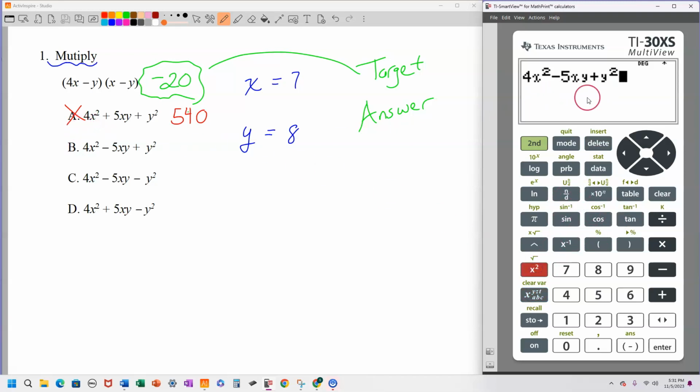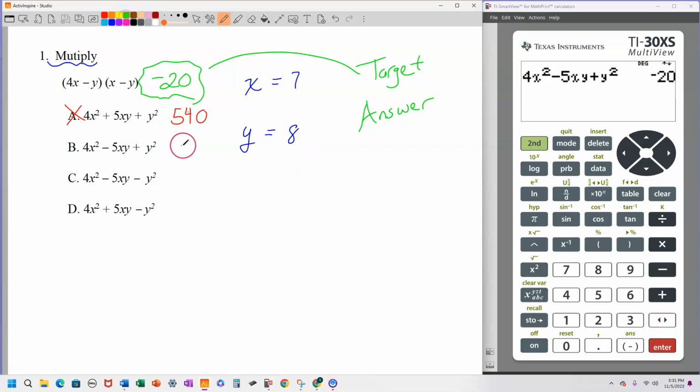Okay, so make sure it matches up, right? 4x squared minus 5xy plus y squared over here. 4x squared minus 5xy plus y squared. Hit enter. Look at that. You get a negative 20 now. And it still matches up, right? It matched up with this.